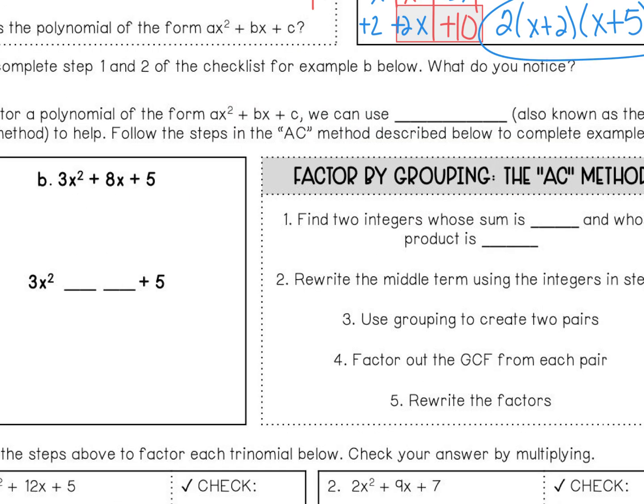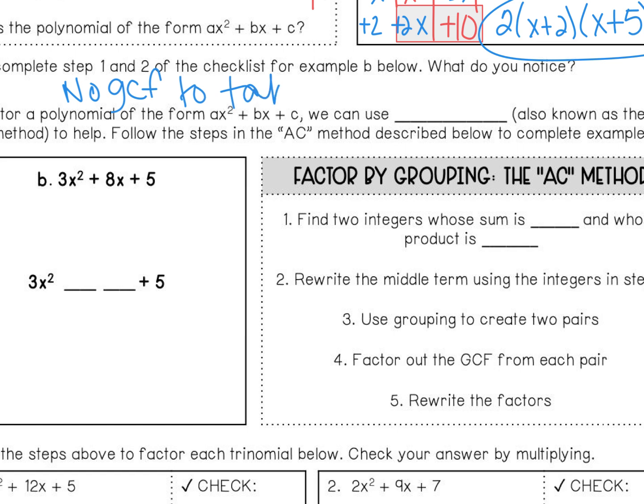All right, so for next, we're going to look at step 1 and 2 of the checklist for this next example. And what do we notice? So step 1 says, is there a GCF? Do we have a GCF on this? No. So no GCF. So since we don't have a GCF, do we end up in the format of ax squared plus bx plus c? No. It's going to have just that 1x. So there's no GCF to take out.